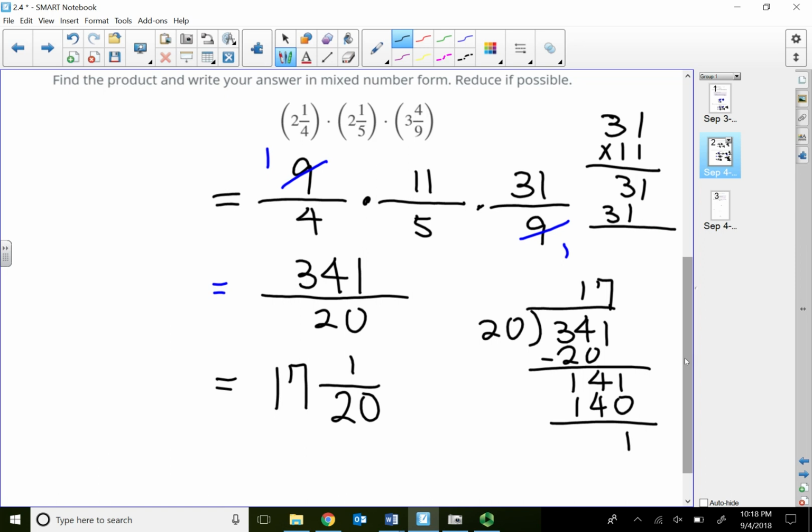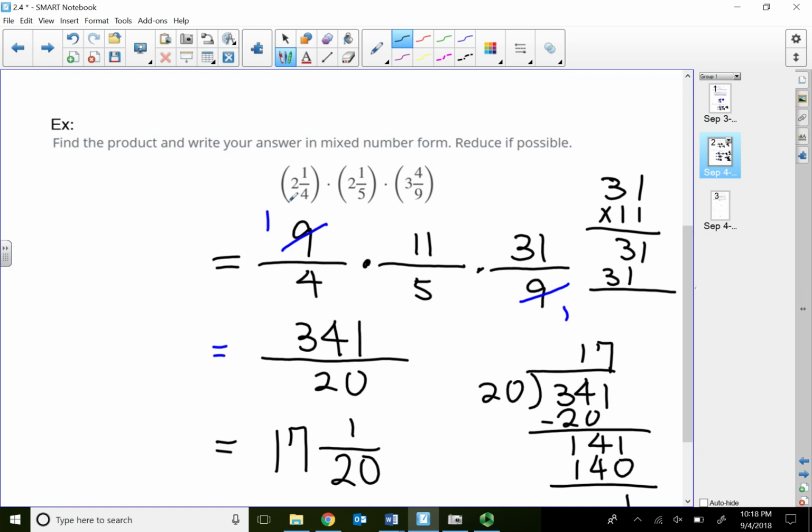Just remember, when we're multiplying mixed numbers, the first thing we do is convert them into improper fractions, then reduce top with the bottom. Once I reduce them, multiply side by side. Then the last thing I can do is convert them back into mixed numbers.